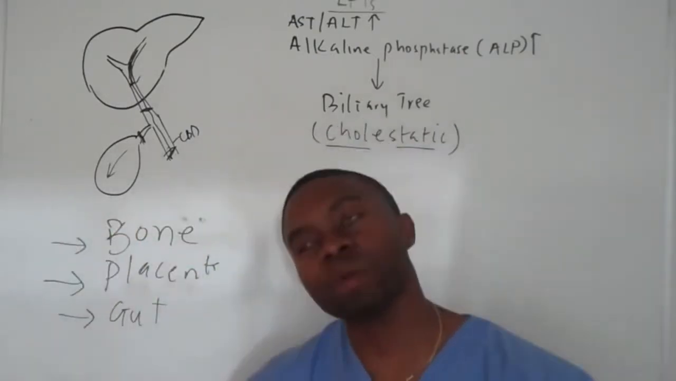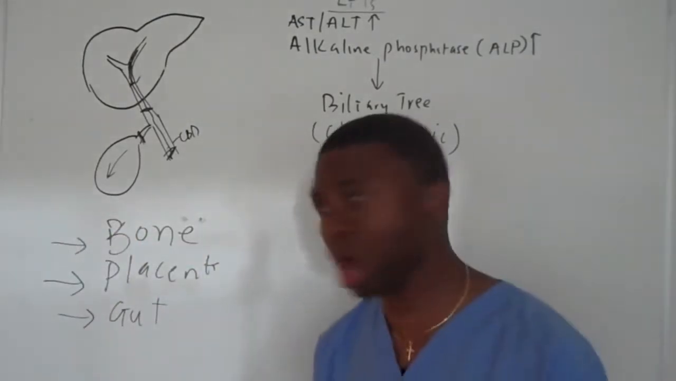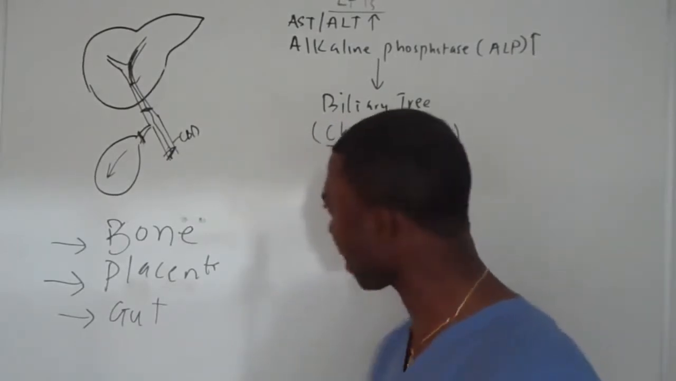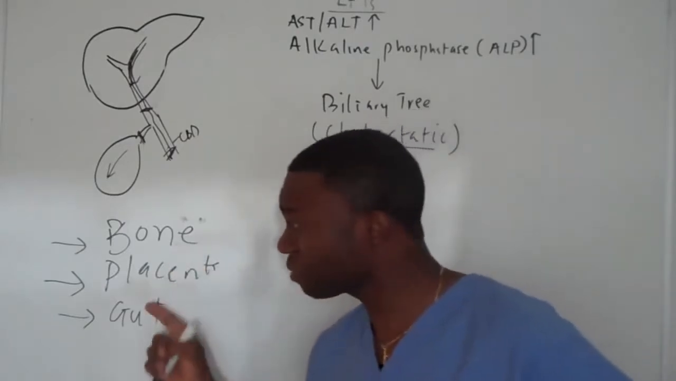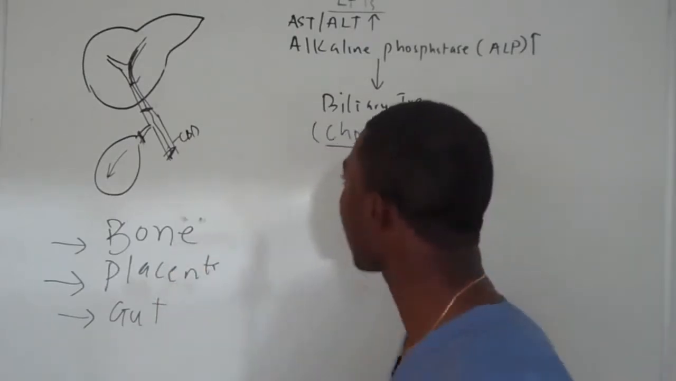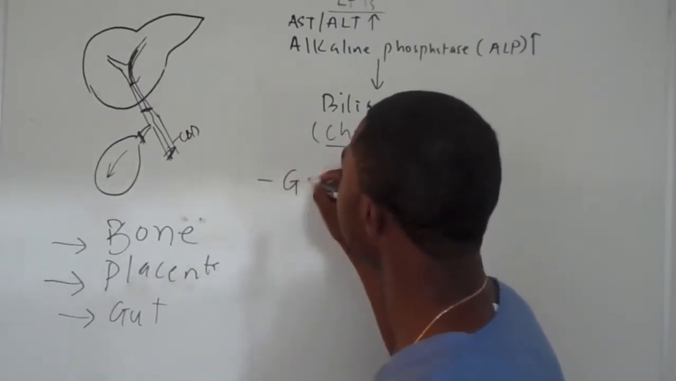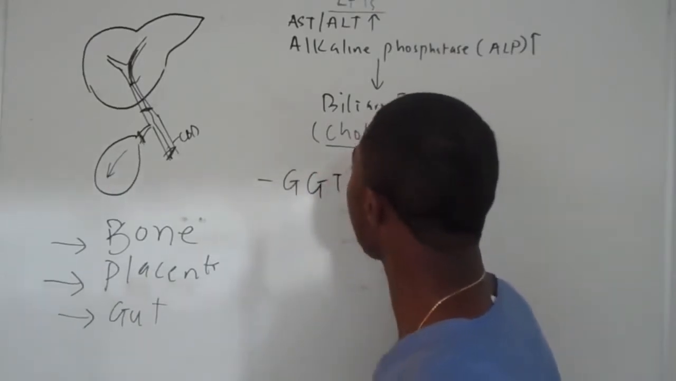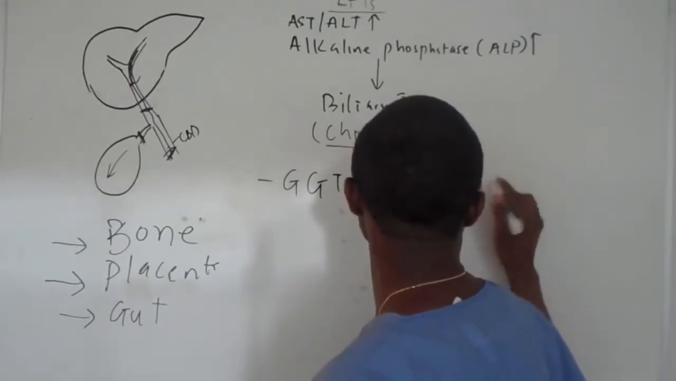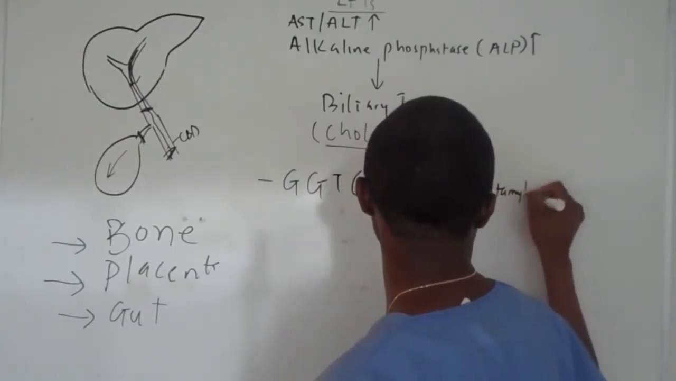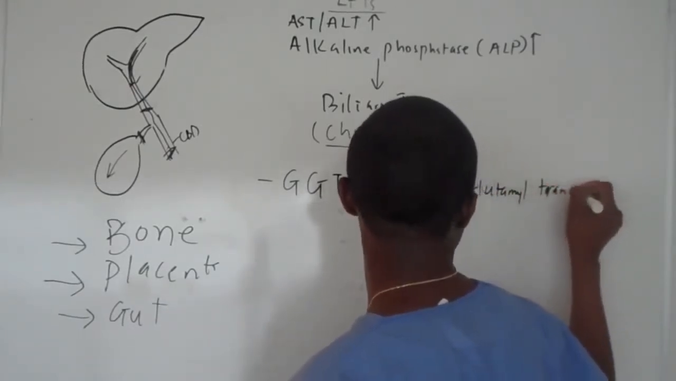You can't just focus on ALP and say it's just bile. No. You've got to man up. It could be coming from the bone. How do I know it's not coming from the biliary tree? There's one more test we order. It's called GGT, gamma-glutamyl transferase.